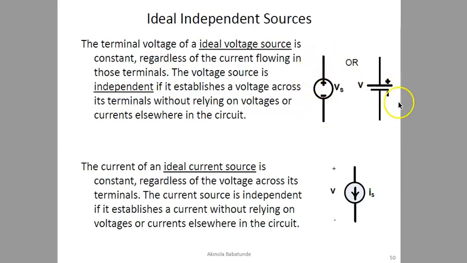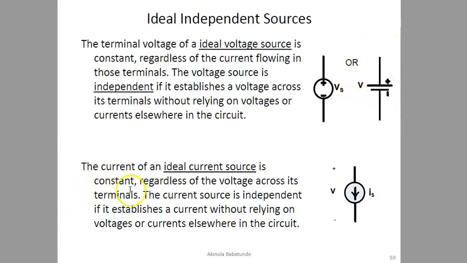And these are the symbols for the ideal voltage source. It could be given as these with a circle somewhere in between, and you can see the positive and negative charge here, and then we have Vs representing the voltage source. It could also be plus or minus with a V. This is usually given as a DC voltage source.